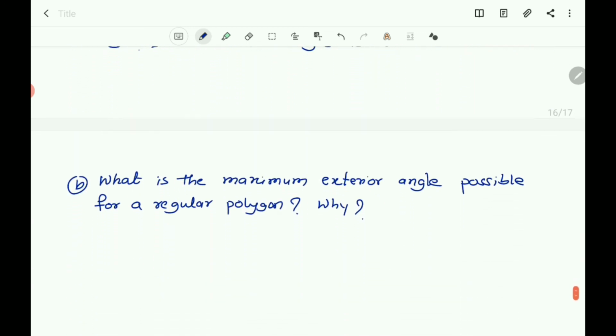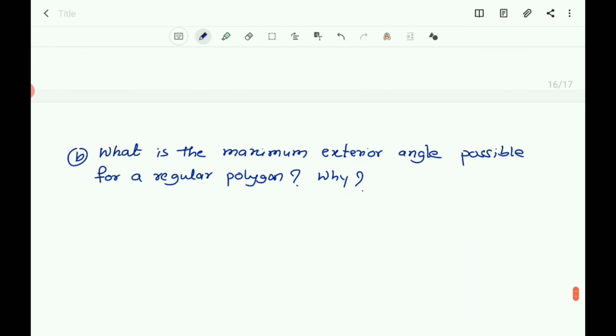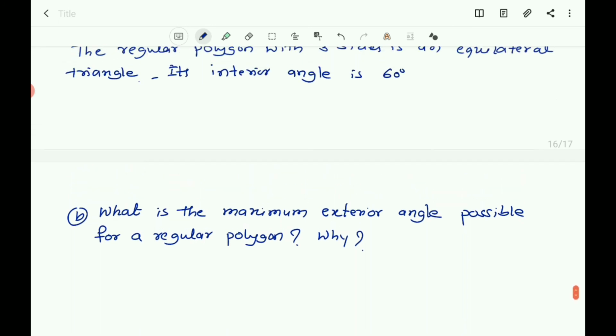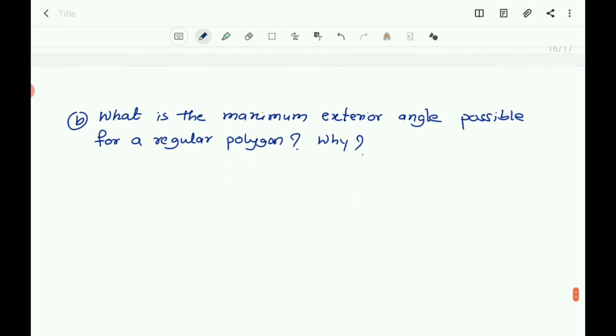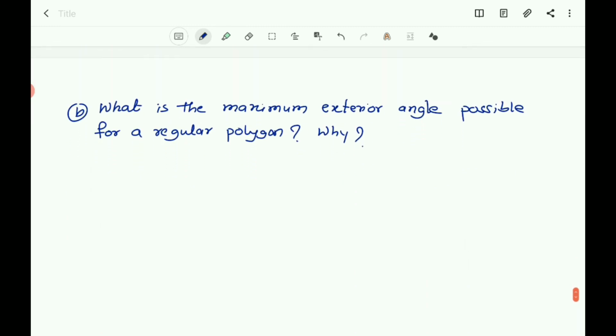Next, what is the maximum exterior angle possible for a regular polygon? Why? And minimum 60 means 180 minus 60 is the 120. That becomes the maximum for the exterior angle. Take minimum interior means maximum exterior. Minimum interior angle is 60, so you write the answer here.